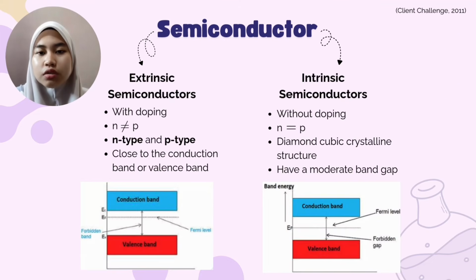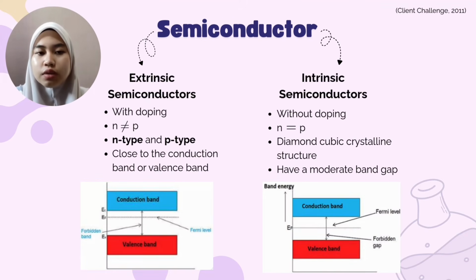When the temperature rises, the thermal energy will break some of the covalent bonds and thus release electrons. The released electrons become the charge carriers and the empty positions become holes. In intrinsic semiconductors, the number of excited electrons is equal to the number of holes. They also have a diamond cubic crystalline structure and the Fermi level is moderate.